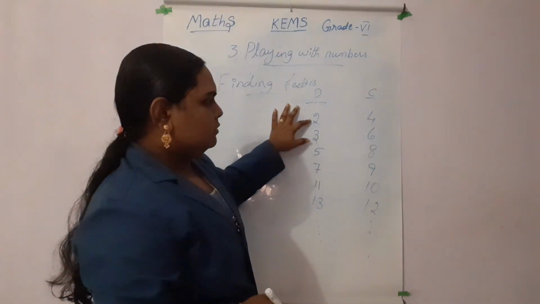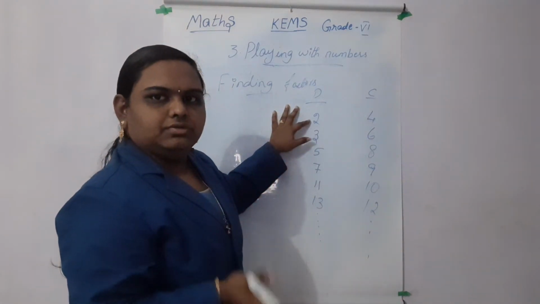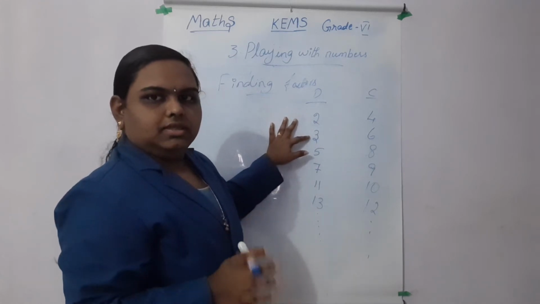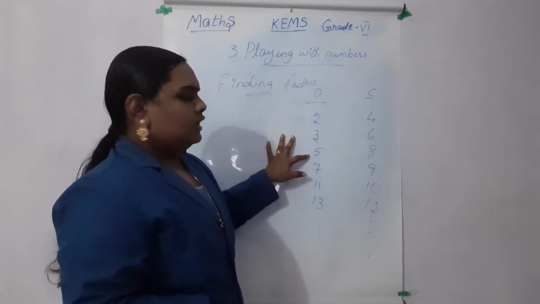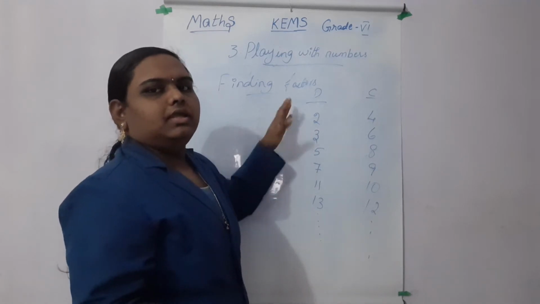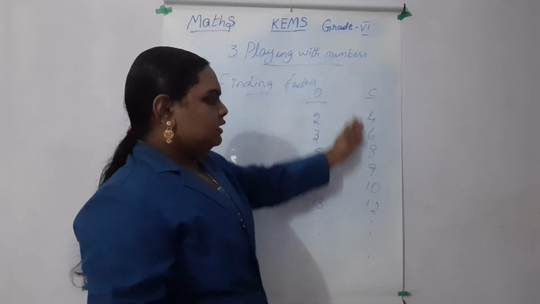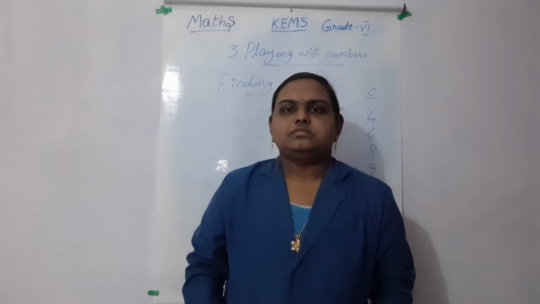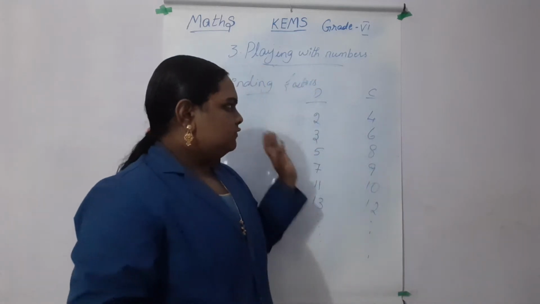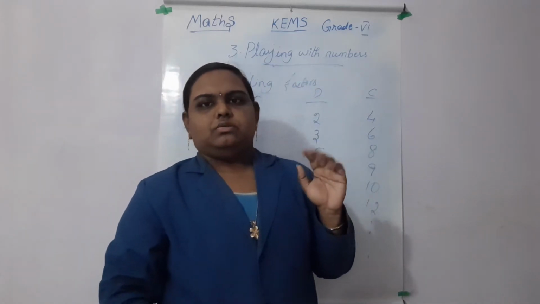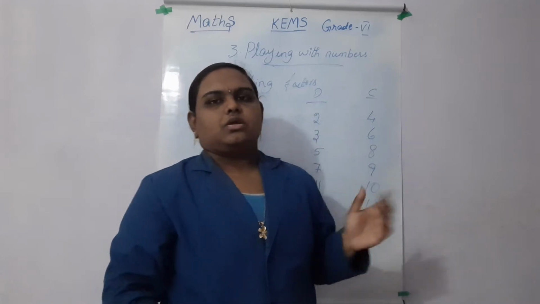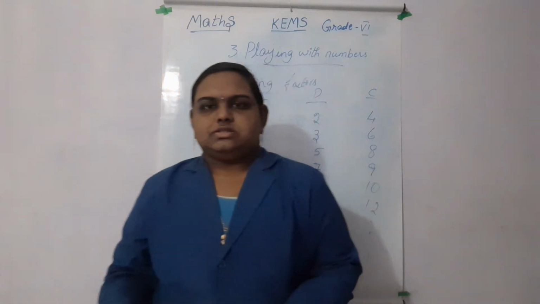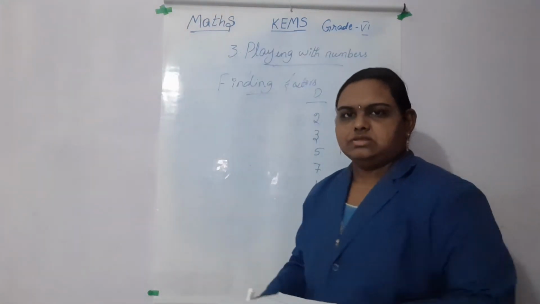But if we take the number 2, only 1 into 2 and 2 into 1, which are the same numbers. Then 3: 1 into 3, 3 into 1. 5: 1 into 5, 5 into 1. Like that the prime numbers will come, and composite numbers. These are the differentiation of these two kinds of numbers: prime numbers and composite numbers. Okay. Have you all got it? Is there any doubt in this?